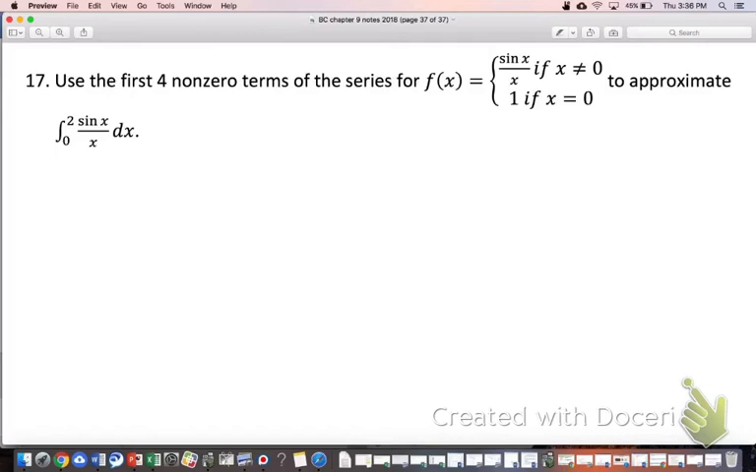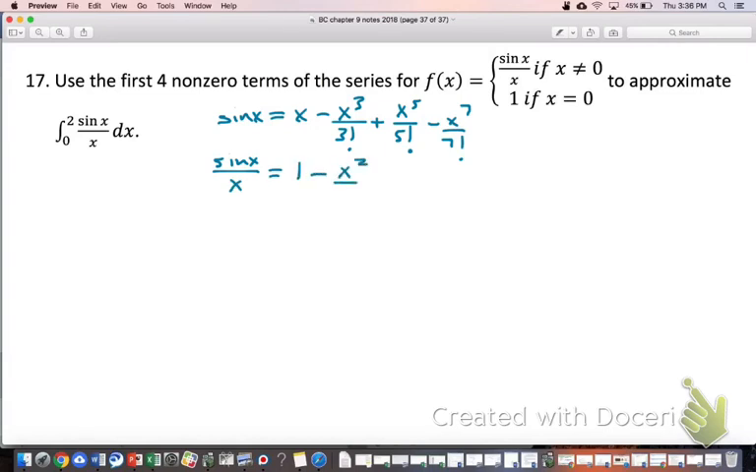We want to look at the power series for sine of x, which would be x minus x cubed over 3 factorial plus x to the 5th over 5 factorial minus x to the 7th over 7 factorial. And that's the first 4 terms right there. So what I'm going to do now is write the power series for sine of x over x. That would be 1 minus x squared over 3 factorial plus x to the 4th over 5 factorial minus x to the 6th over 7 factorial. So essentially what I've done there is just divided every term through by x.